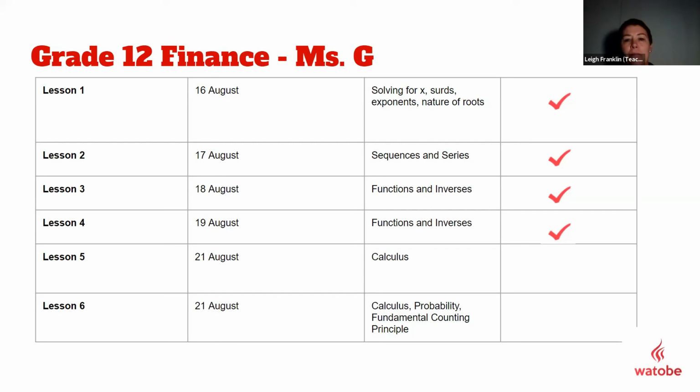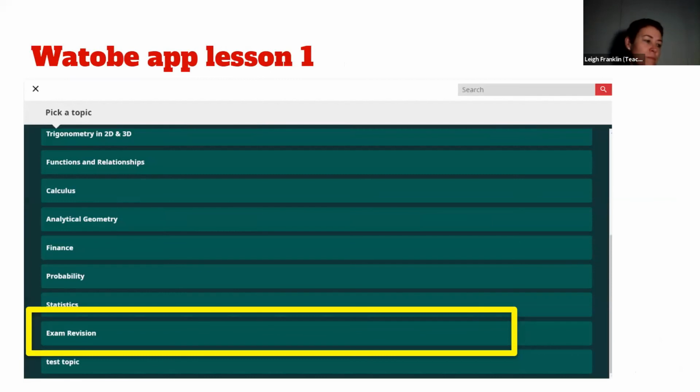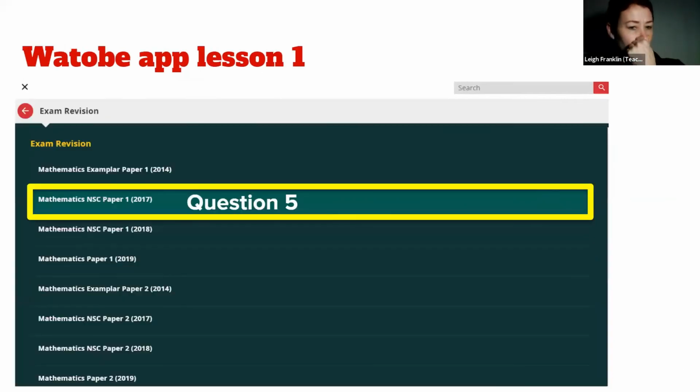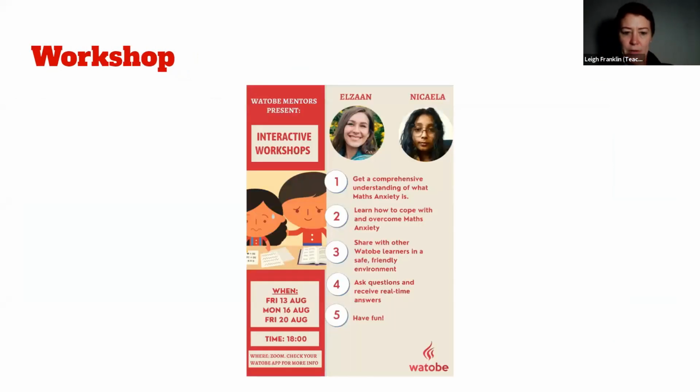The homework that we're going to be doing for today: we're just going to click on topic on the app, go to exam revision, and look at 2017 paper 1 again, and this time we'll be looking at question 5 rather than question 4. This one will be specifically on the types of questions that you were doing today. Maths anxiety workshop, 6 p.m. I'm pretty sure they'll send you an invite on the app a couple of minutes before, so look out for them in your messages.